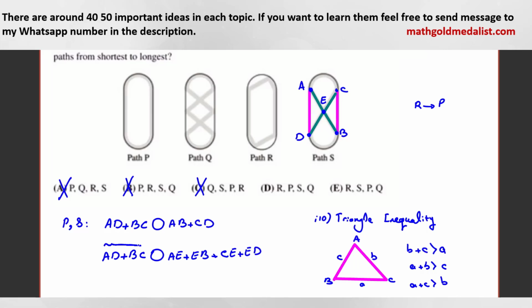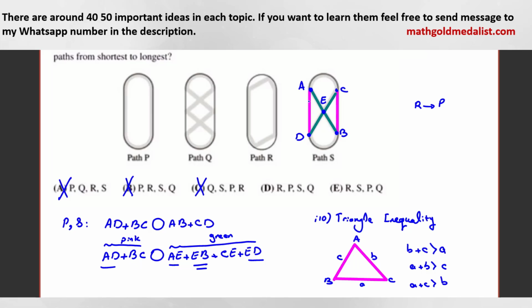This part is pink part. This one is green part in this figure. Now I want to see whether the pink part is greater or the green part. And you can use triangle inequality. As you can see, AE plus ED is greater than AD. Let me tell you, AE plus ED by triangle inequality is greater than AD.